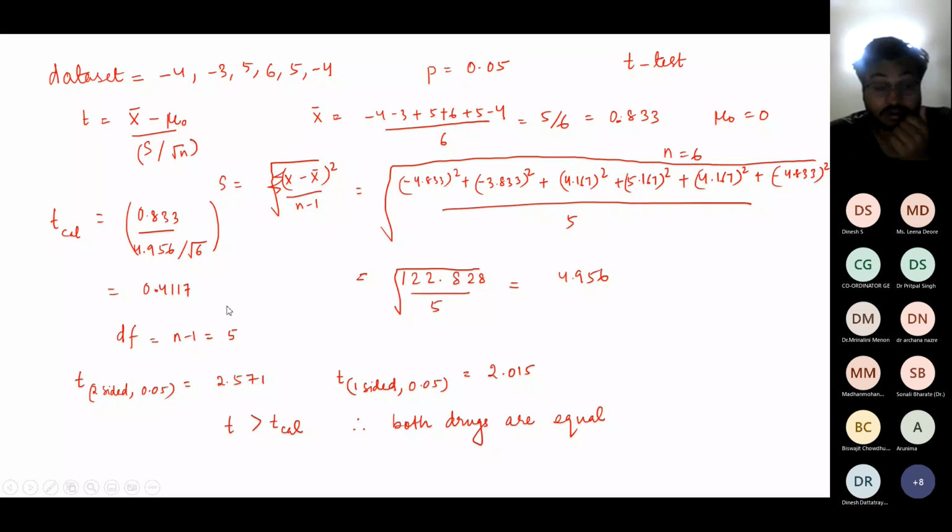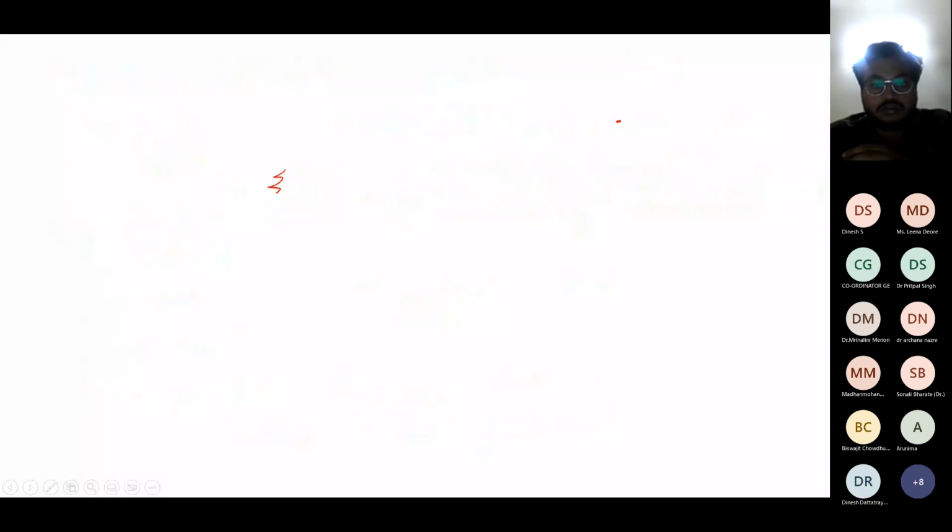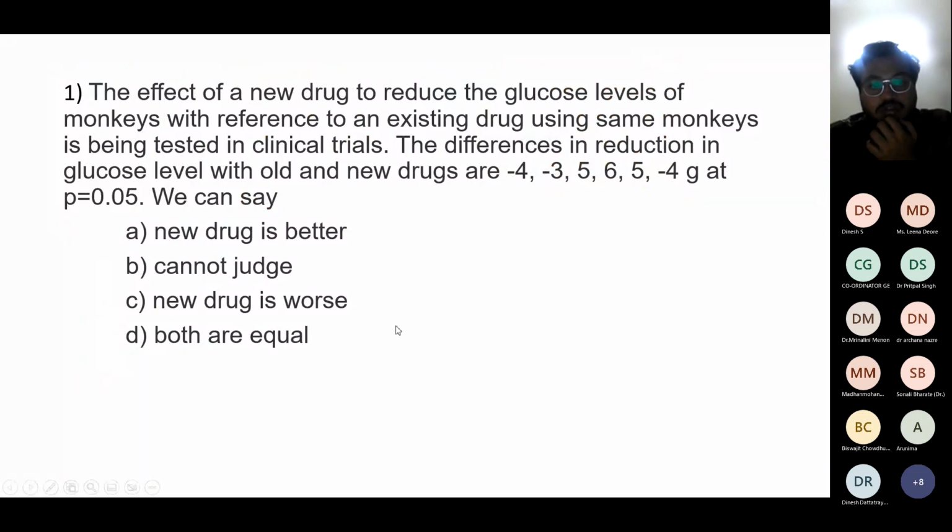Then we see the t table, two-sided and one-sided, and in both cases the critical t value is greater than the value that we have calculated. So we cannot reject the null hypothesis. We say that both of the drugs are equal. So option D will be the answer here. You can solve the assignment 3 question in a similar way. Okay, sir.